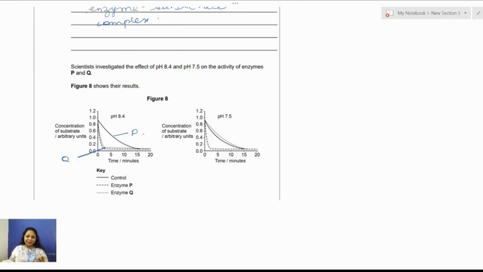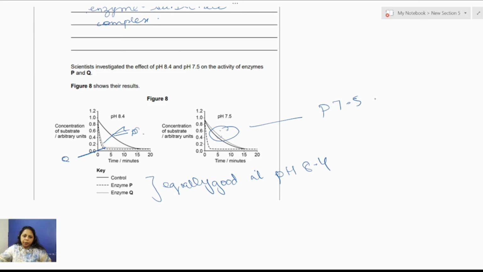Both are not performing better. They're almost the same. Look at this, the lines are very close to each other. So let's define it again. Here we are saying P and Q are performing equally well at pH 8.4, while at pH 7.5 P is performing better than Q.